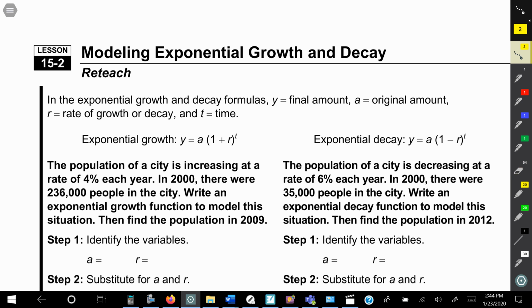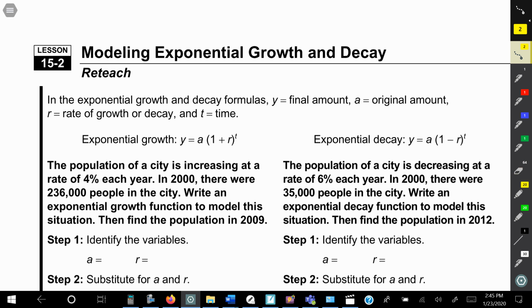So we've got exponential growth with y is equal to a times 1 plus r raised to the t. Exponential decay is y is equal to a times 1 minus r raised to the t. So you could use this to find different things that grow exponentially or decay exponentially, like populations of cities. So here's two examples of populations of a city and how it grows and decays. And I'm going to show you how to figure out what's going to happen in the future.